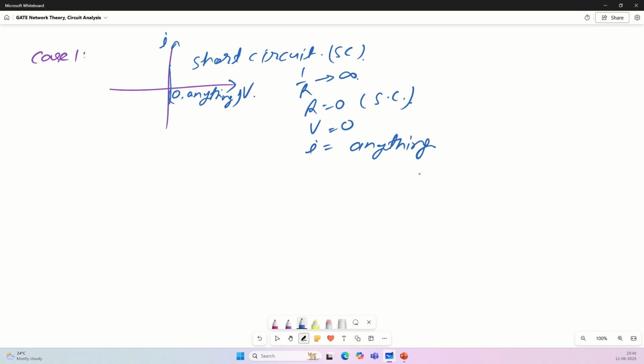And it happens like this. You can say that I is V by R. Voltage is 0 right now here, so it is a 0 by 0 form, right? That is the reason that I can be anything. I am not sure what is the value of I during short circuit. It can be 10 ampere, 20 ampere, 30 ampere, 100 ampere, 500 ampere, anything.